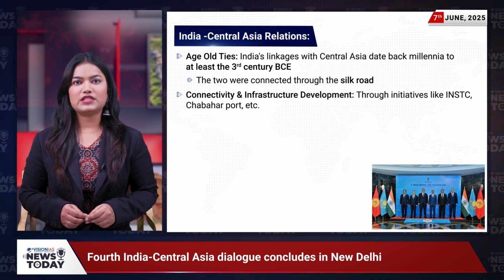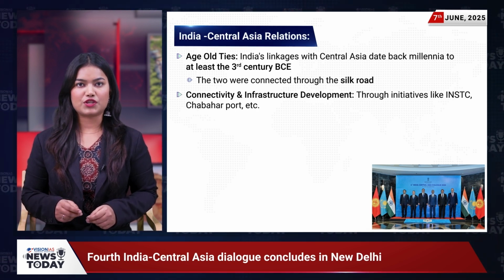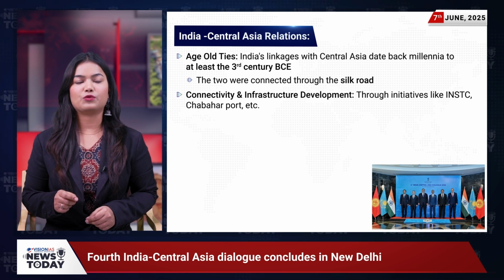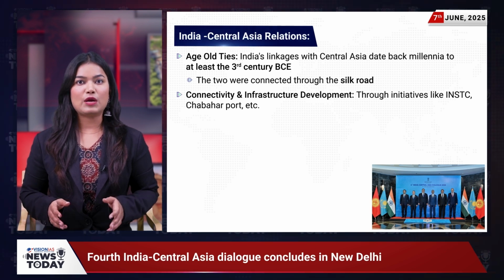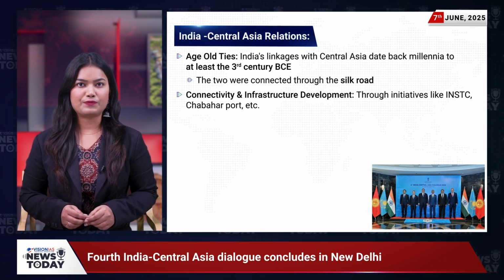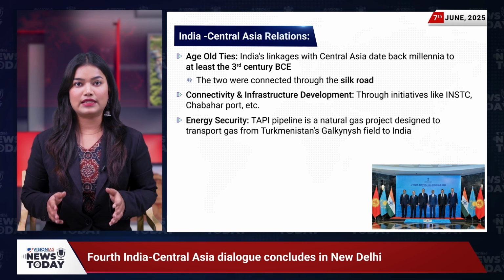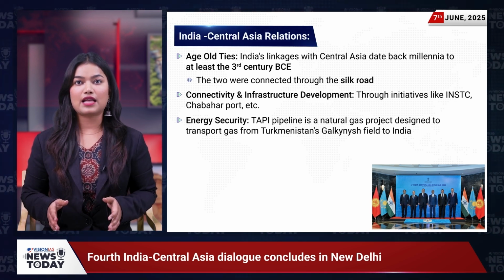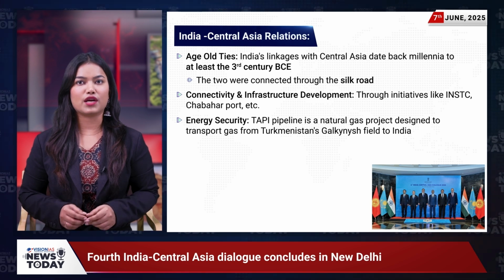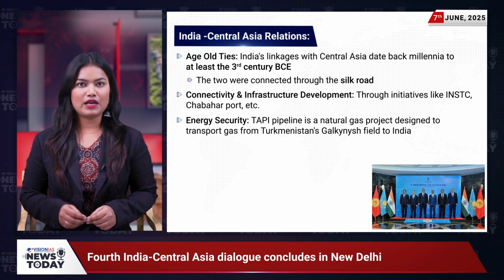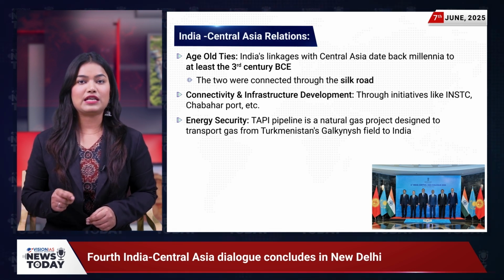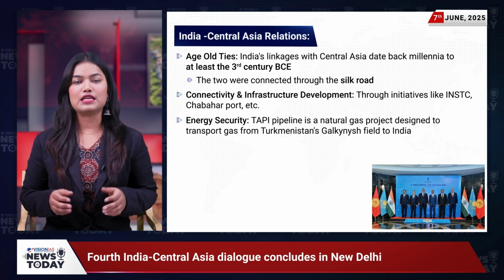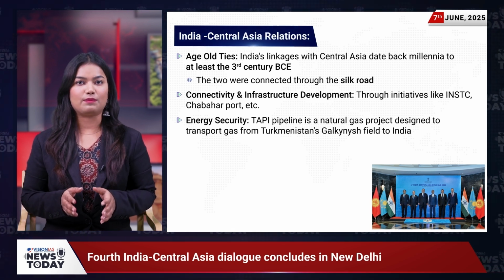In terms of connectivity and infrastructure, initiatives like the International North-South Transport Corridor and the Chabahar Port are playing key roles. For energy security, projects like the Tapi pipeline, linking Turkmenistan to India via Afghanistan and Pakistan, remain significant. India has also been importing yellow cake or uranium oxide from Kazakhstan since 2009 for its nuclear plants.